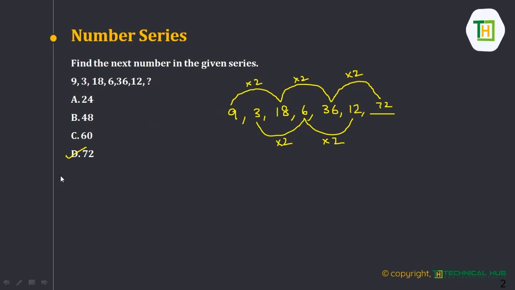I hope it is clear for everyone because that was a very easy question. Someone said it is 48. It is not 48, it is 72. It is simply 9 into 2, 18 into 2 and 36 into 2.